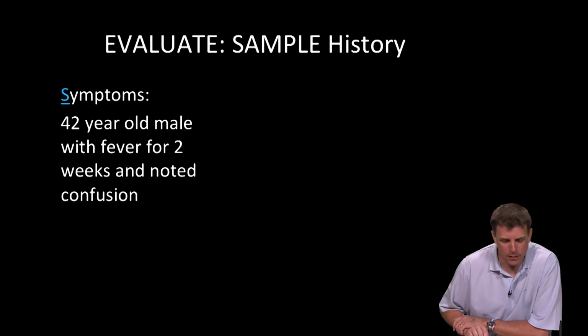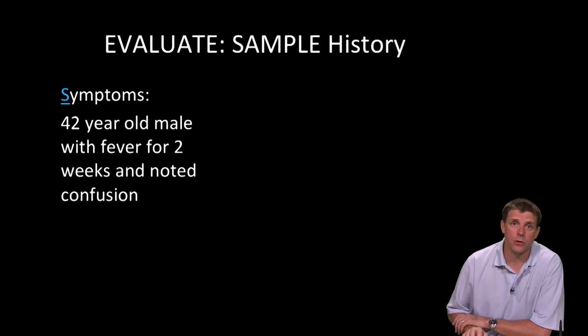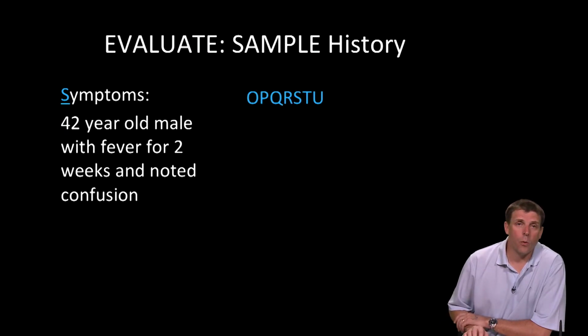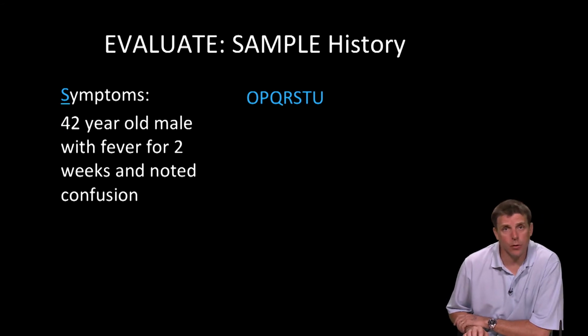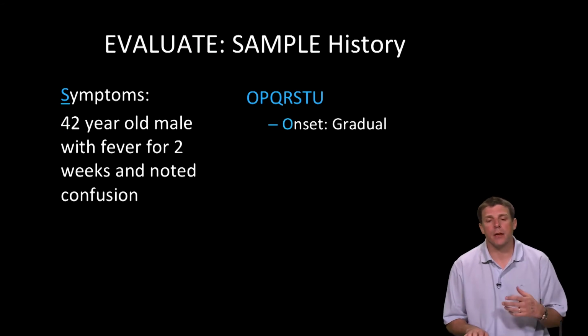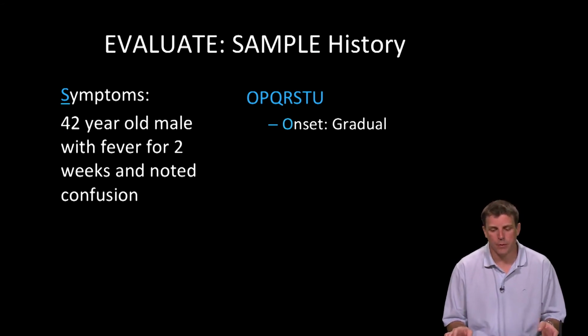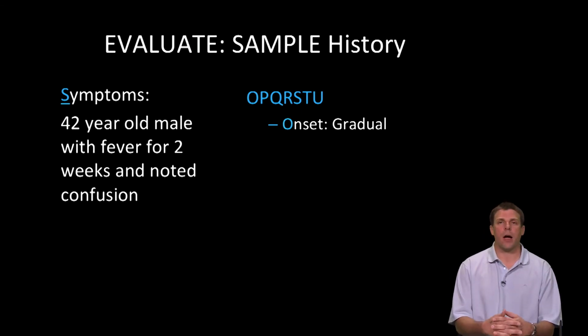So the symptoms in this case, we have a 42-year-old male with fever for 2 weeks and now noted confusion. To expand a little bit on symptoms, we have OPQRSTU, which we've seen previously is a mnemonic for obtaining a very in-depth and descriptive evaluation of the patient's symptoms. So O is the onset. So how did this begin? Was it rapid? Was it a very sudden onset, or did this begin gradually, perhaps over hours or days? And in this case, the onset was quite gradual.